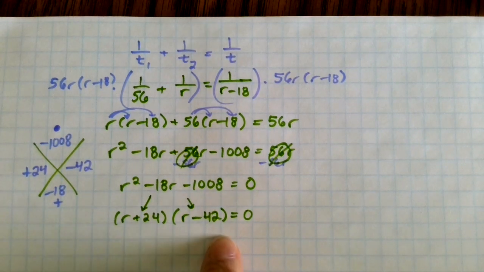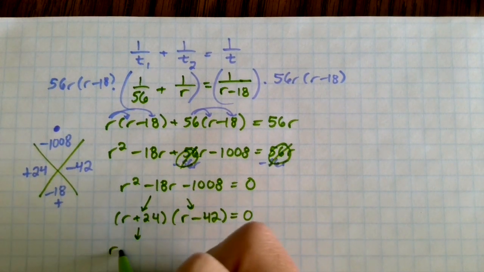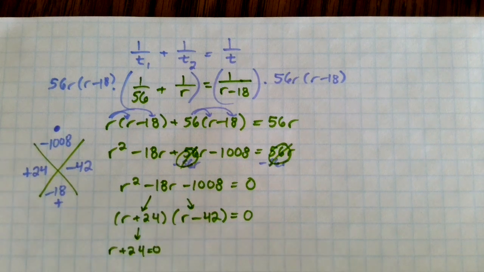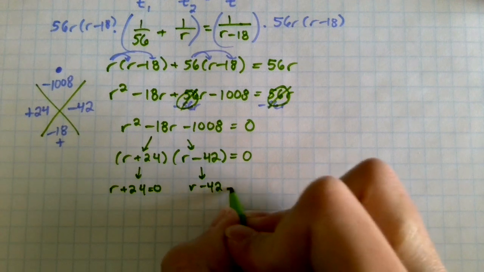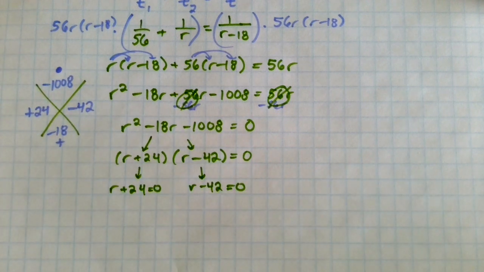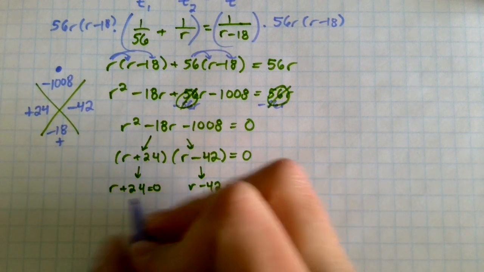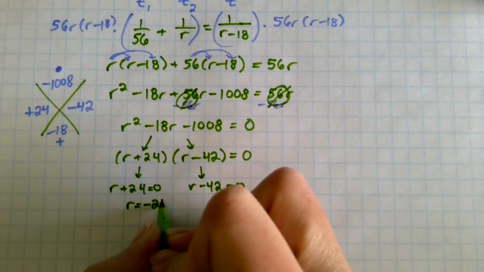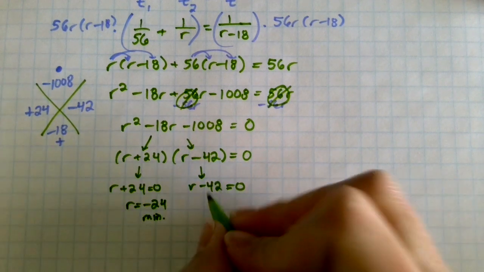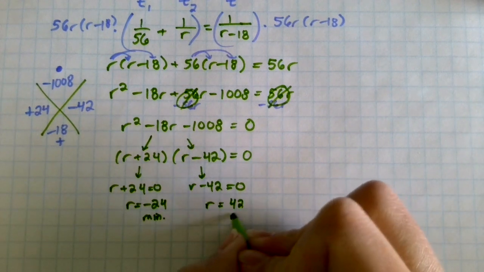And then these are our two equations that we're going to end up solving. So we're going to have r plus 24 equal to 0. We're also going to have r minus 42 equal to 0. And then solving each of these, we would subtract 24. You'd get r is equal to negative 24 minutes. Or we get r equal to 42 minutes.